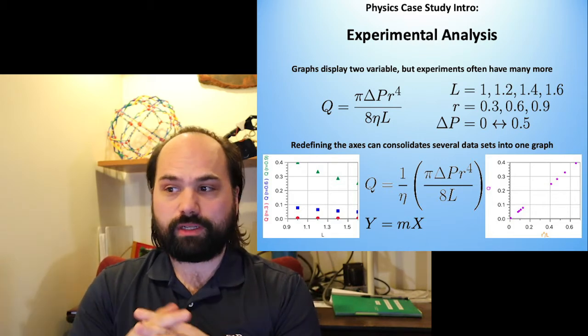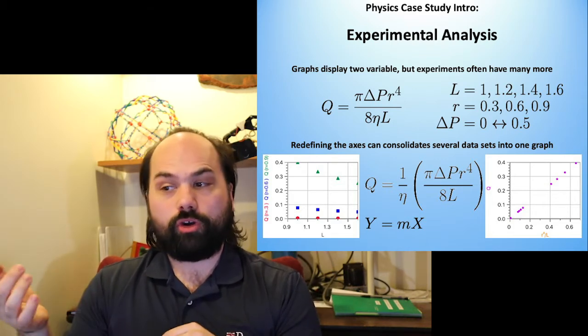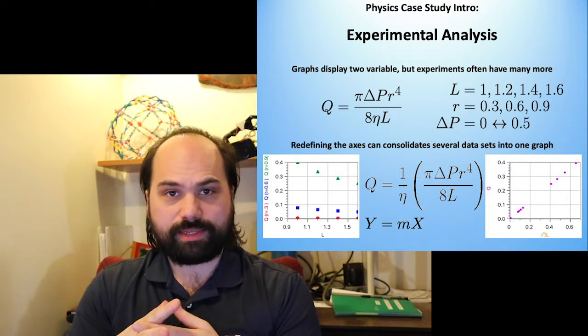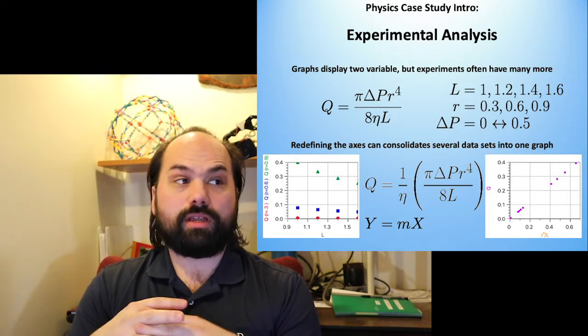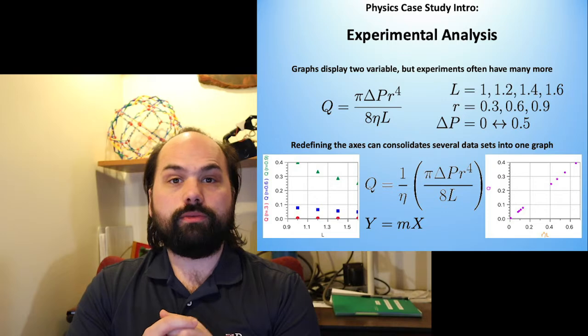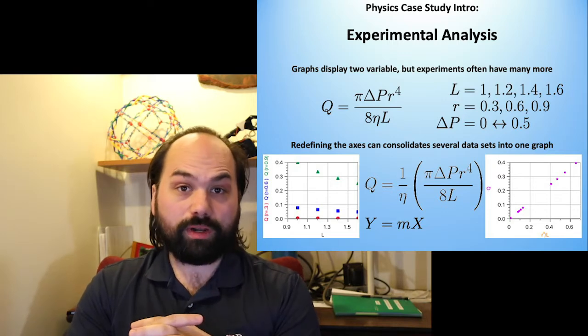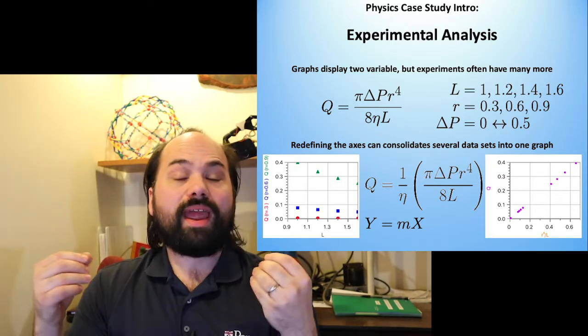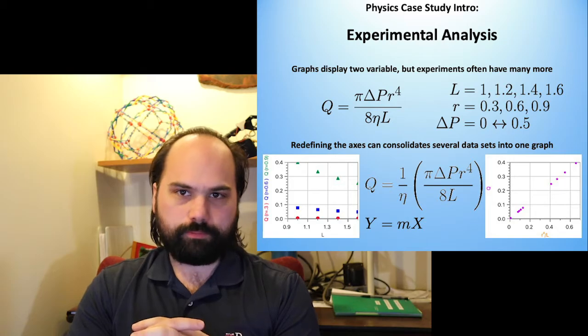And we can graph things on the R to the 4th over L axis, which then allows us to take all of this data and make it into one graph. One graph that tells you how everything is behaving.